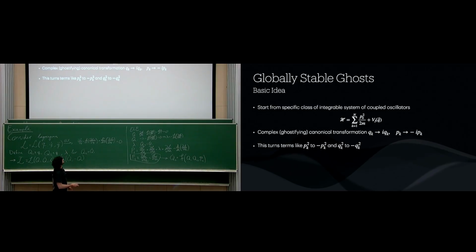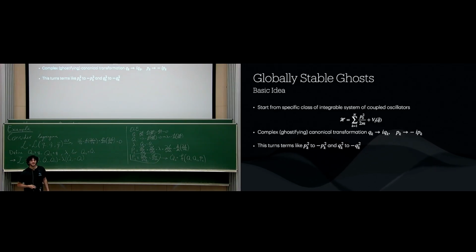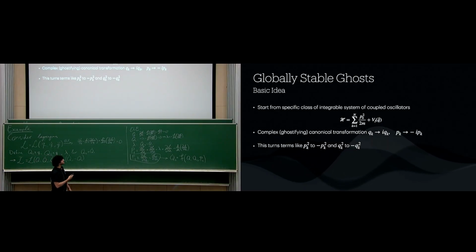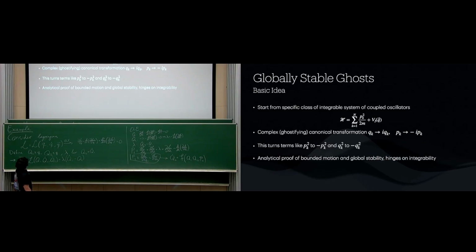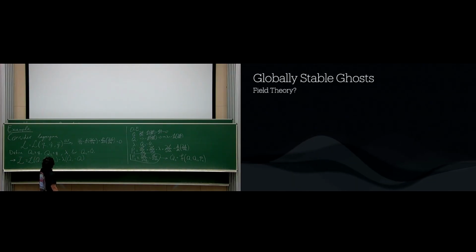The benefit of this is that these systems are integrable, which is essential for the boundedness of motion in these systems. And the integrability remains under the canonical transformation. That's sort of the foundation of this result: if you have an integrable system with a ghost in it, you can sort of relax a bit. And they provide analytical proof, very good, no runaways. So, what about field theory?